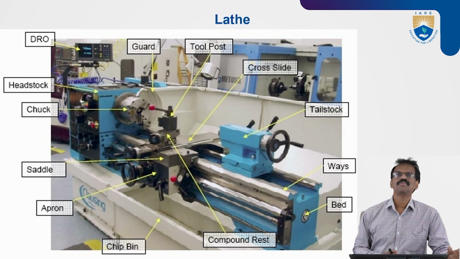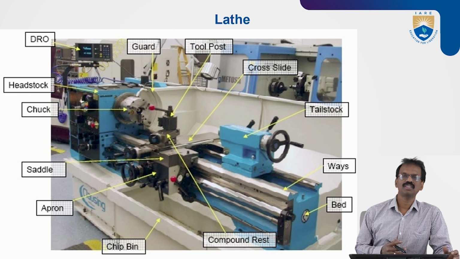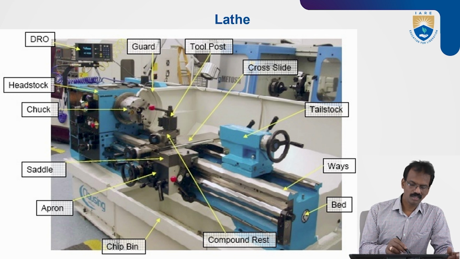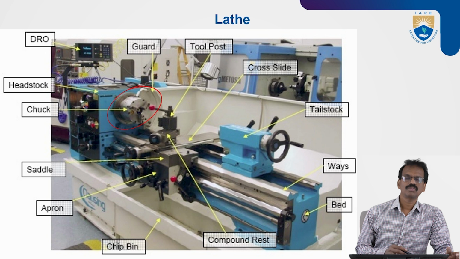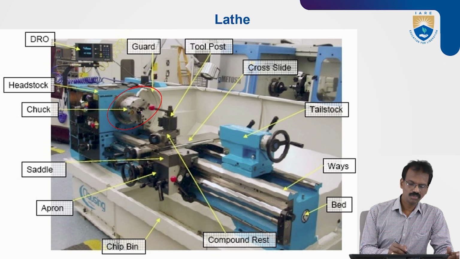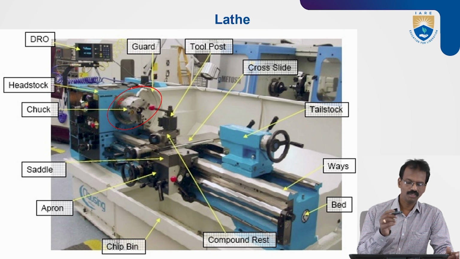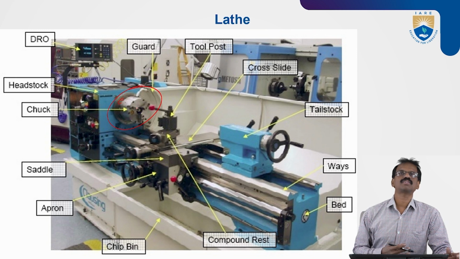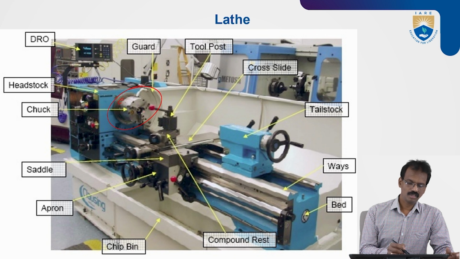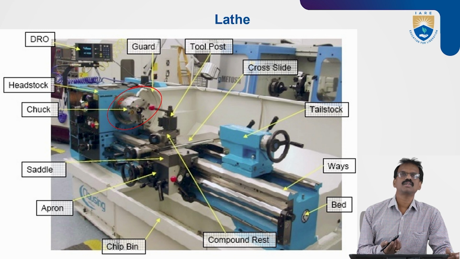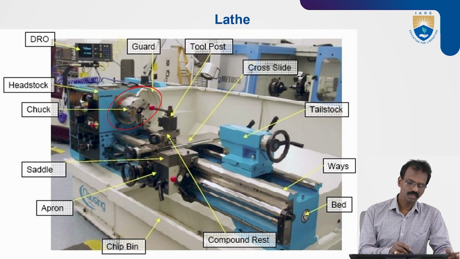So these are the different parts of the lathe. In the last class we already discussed this one. Once more I can just point out the parts. This is the headstock. You know this one. In this there is a hollow spindle. On the front portion, we can fix the chucks, either a universal chuck or a four-jaw chuck. Based upon the requirement, we can fix the chuck.